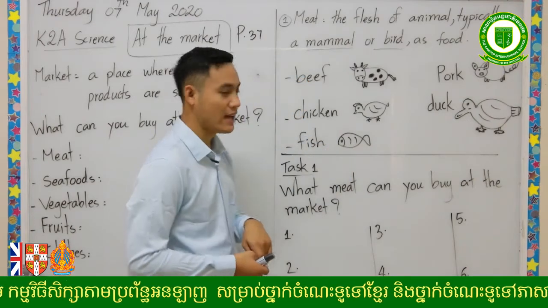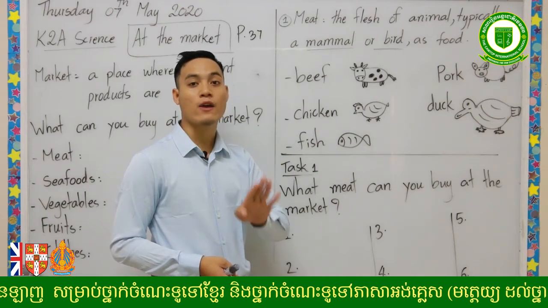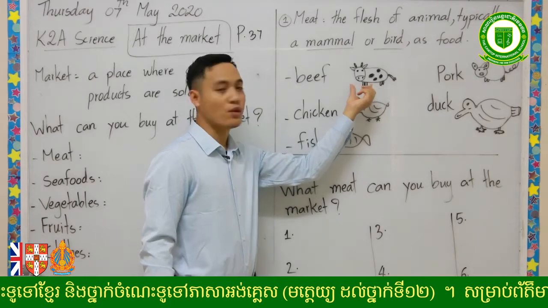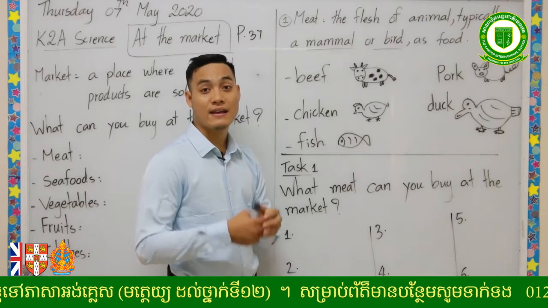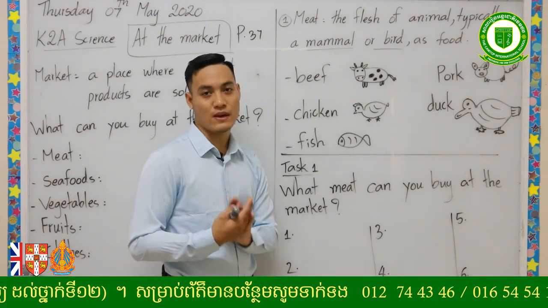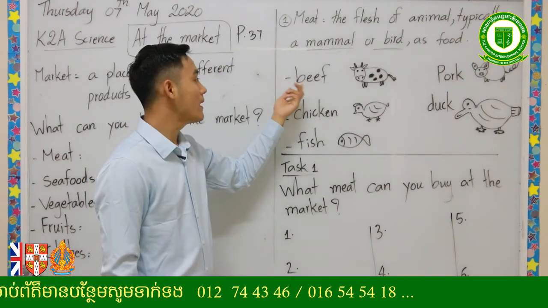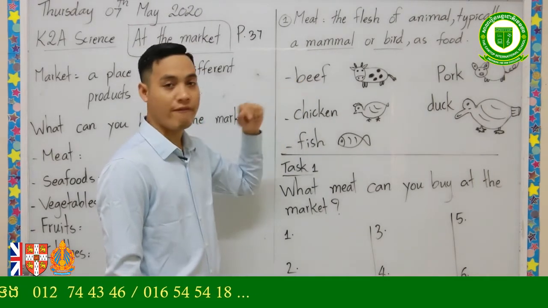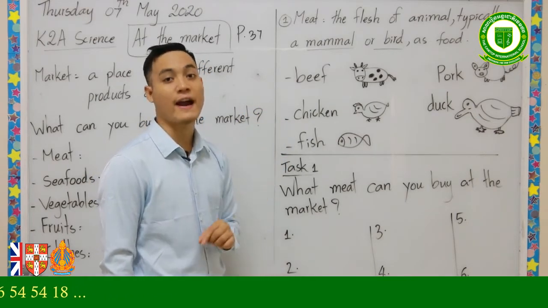I will show you five types of meat that you can buy or find at the market. The first one is, why did I draw the picture of a cow? Because normally people buy the meat of a cow for their cooking, which is delicious and also expensive. This one we read beef. Beef refers to the meat of a cow.